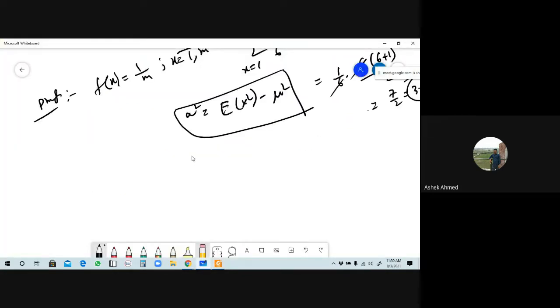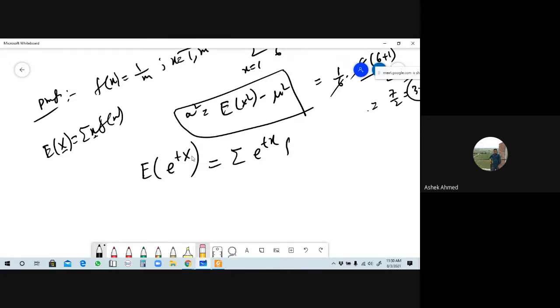The expectation of e to the power tx, what do you mean by expectation of x? That was the summation of x into f of x, but in this case the expectation of e to the power tx will be the summation of e to the power tx. The random variable is upper case, but inside the summation it is lower case. Since this variable is upper case, inside the summation it will be lower case, and you have to multiply this term by a small f of x.